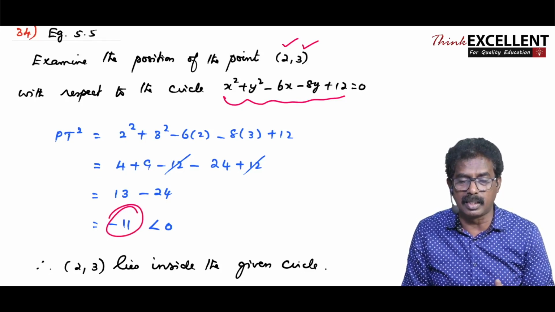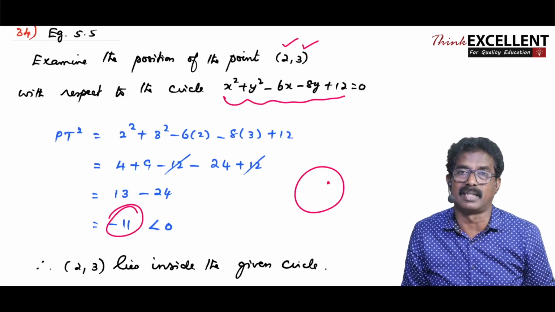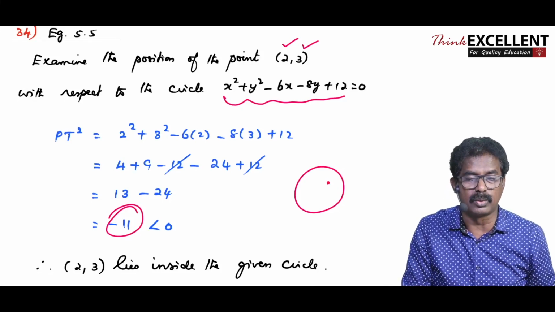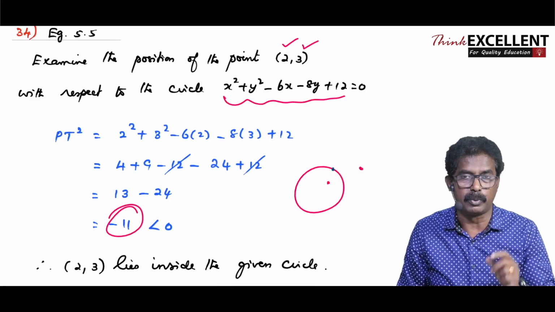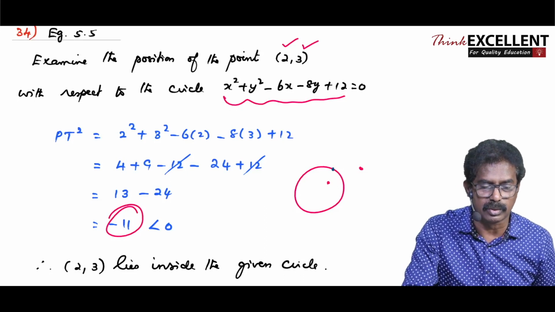If it is less than 0, the point lies inside the circle. If it is greater than 0, what do we say? The point lies outside the circle. If it is equal to 0, we say the point lies on the circle. Okay, these are the three positions you study.